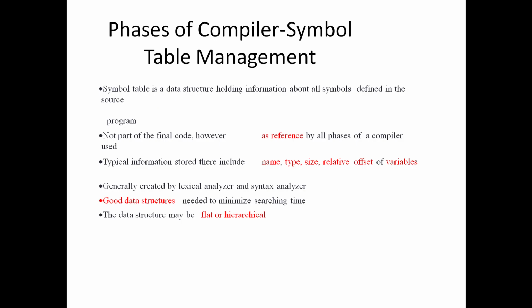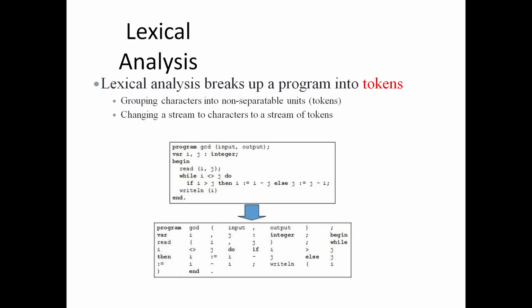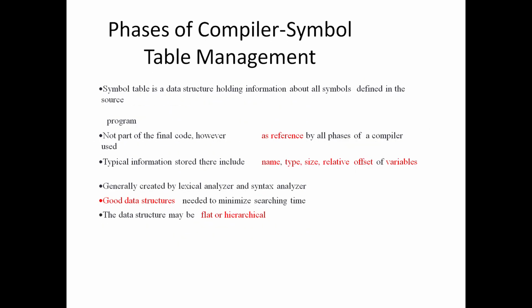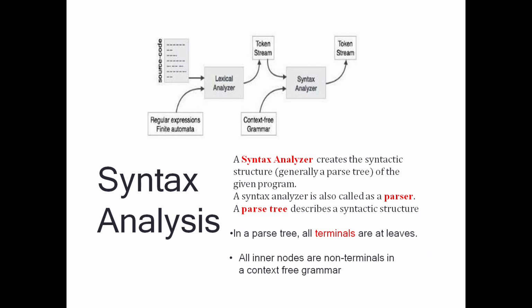And symbol table management. The purpose of symbol table management is that it is a data structure holding information about all the symbols defined in the source program. For example, we used identifiers in that particular expression. Here I have used three identifiers, ID1, ID2 and ID3. 1 denotes position, 2 denotes initial and 3 denotes rate. So these three are mentioned in the symbol table.